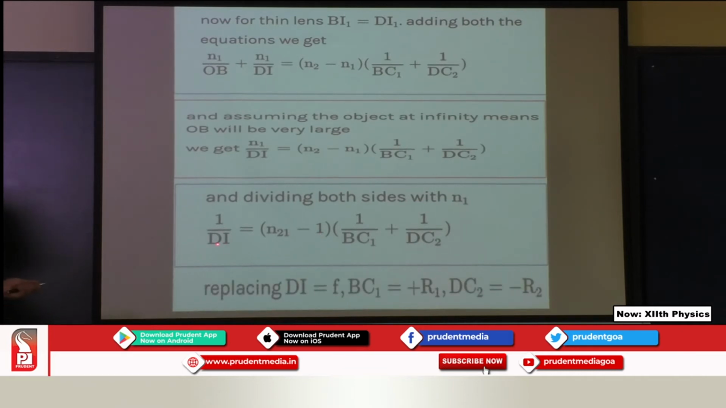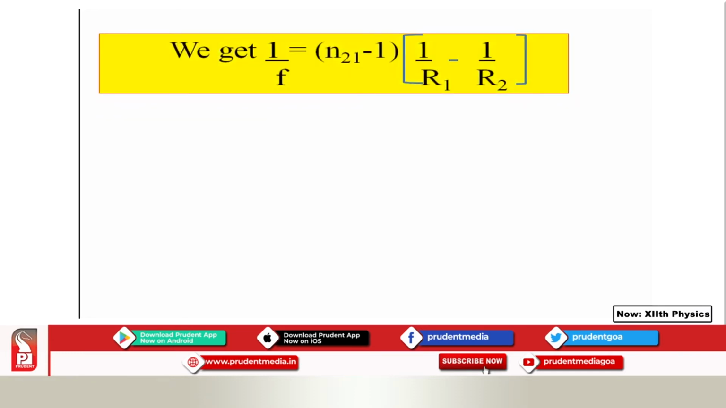Now, let us replace, as I have told you, if the object is at infinity, image is formed at the focus. So, DI is the focal length, BC1 is plus R1, DC2 is minus R2 using the sign convention. So, substitute this in this equation. So, once we have done that, this is what you get.